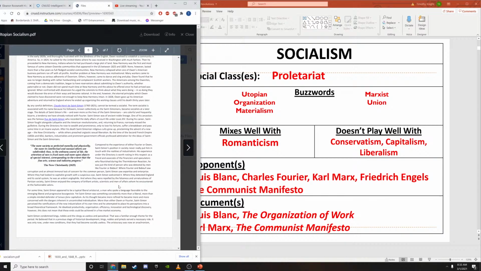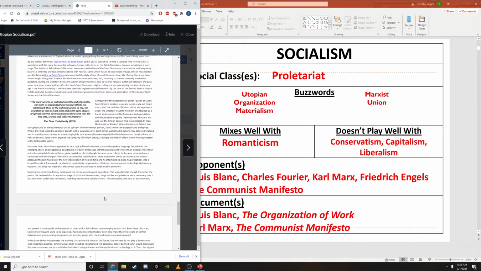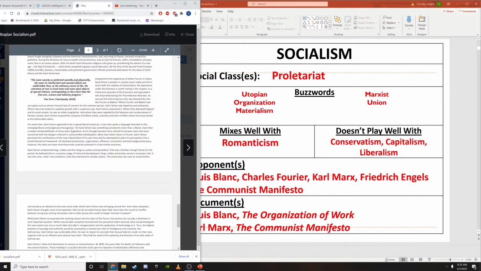The aristocracy was now an anachronism, out of place in time, and served as an obstacle to the new social order which Saint-Simon saw emerging around him. Even these obstacles, Saint-Simon thought, were to be expected. Had not all recorded history been little more than the record of conflict between one group coming into power and an older group who could no longer maintain its power?